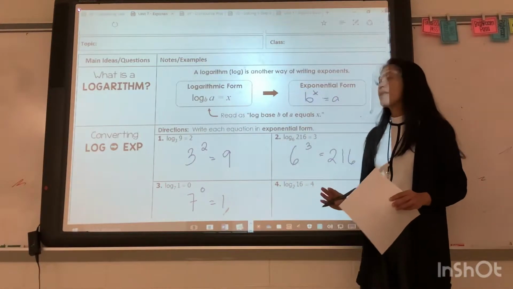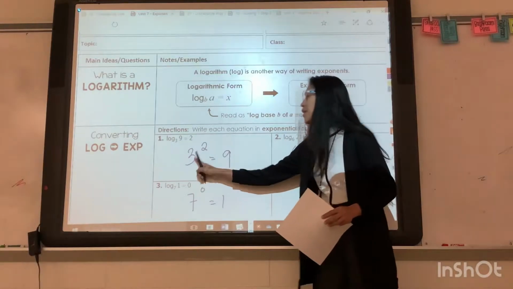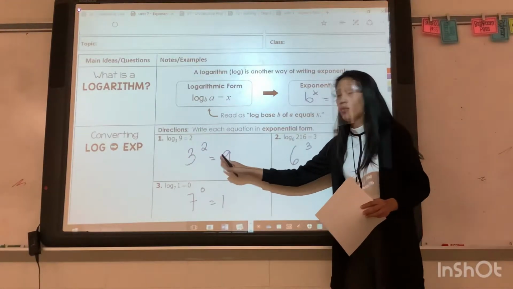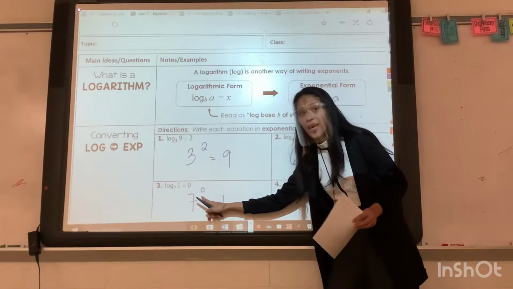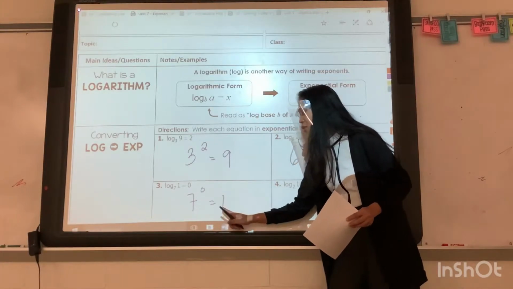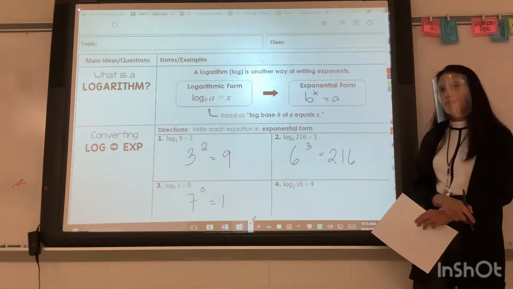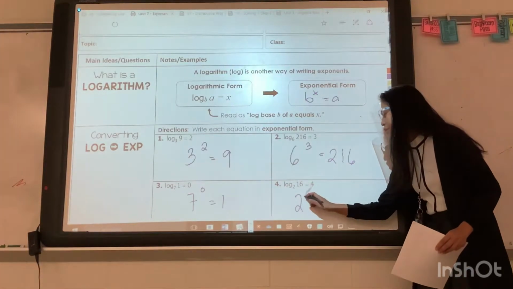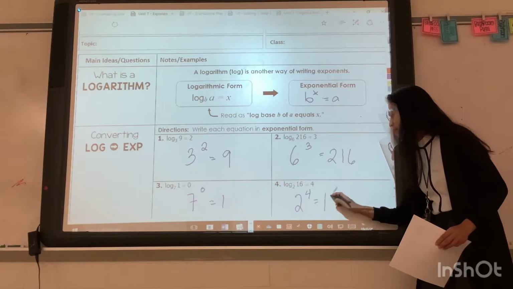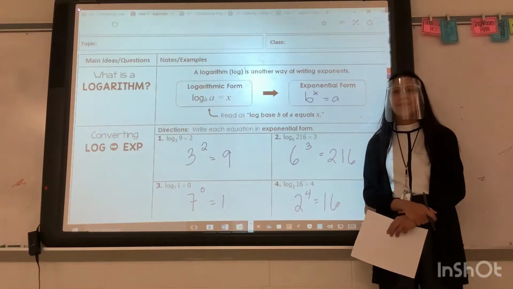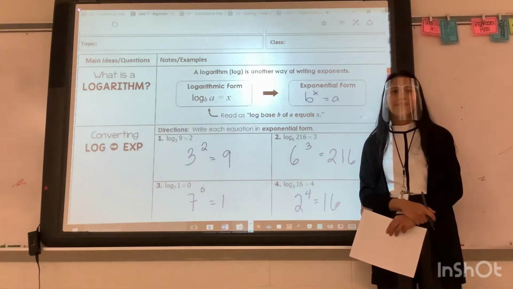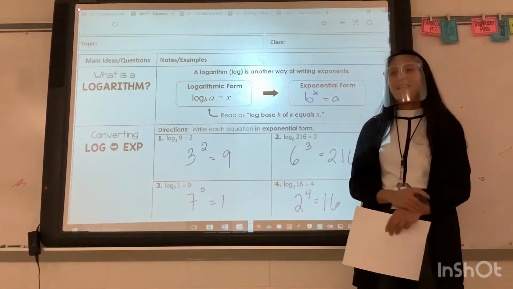If you want to double check, class, 3 squared is equal to 9. And in here, any expression raised to 0 is always equal to 1. How about number 4? 2 to the fourth power is equal to 16. That's it.